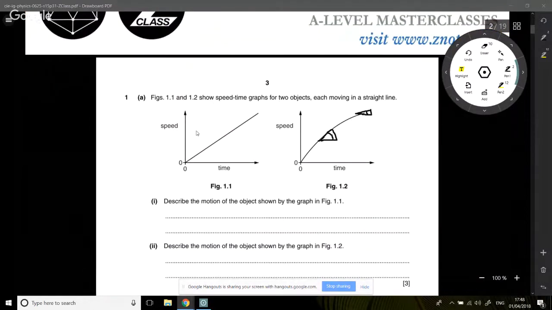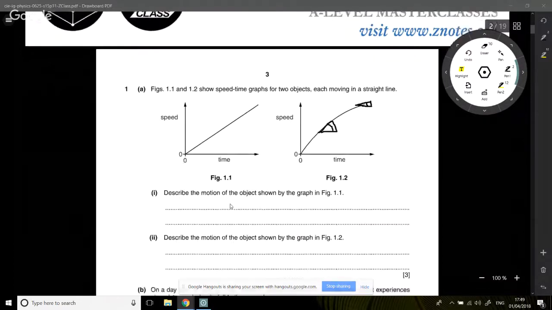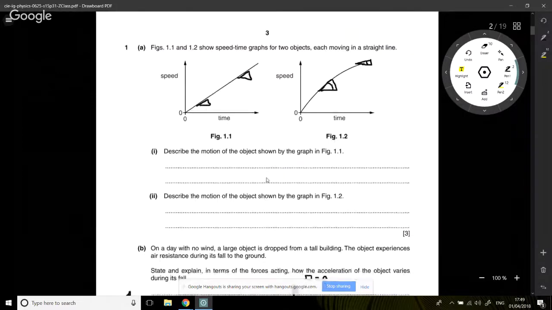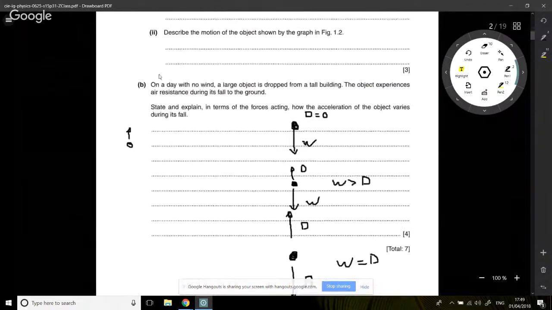Okay, basically this is just a question trying to probe your understanding of speed-time graphs. It is trying to ask you to describe the motion. In this one, we have a graph of constant acceleration, because the gradient over here is the same as the gradient over here, and therefore the acceleration is the same. This one, we have one that is decelerating, so the gradient over here is higher than over here. So that's that one.